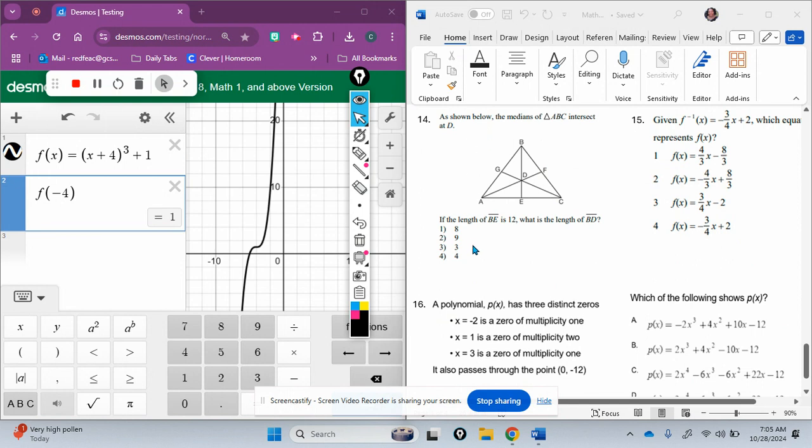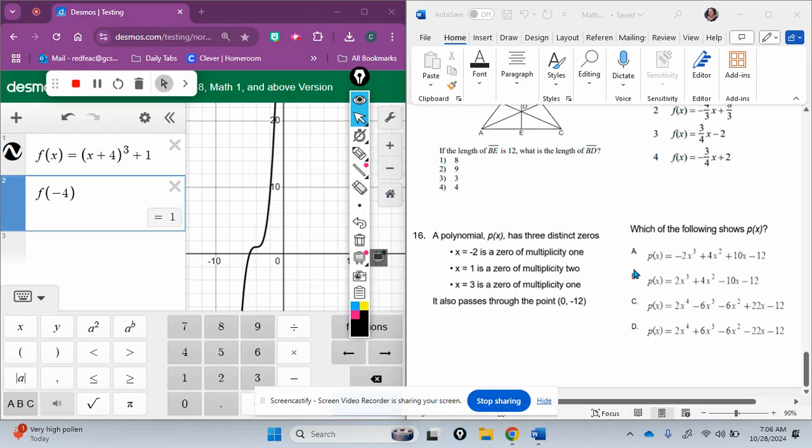All right. This one says it's medians. So you got to think about your centers of a triangle. Medians are centroid. Okay. So we got triangle ABC intersecting at D. And it says, if the length of BE is 12, what is the length of BD? All right, so remember, 2 parts and 1 part. A center has 2/3 parts. All right, what I want you to do now is that we're almost to the end.